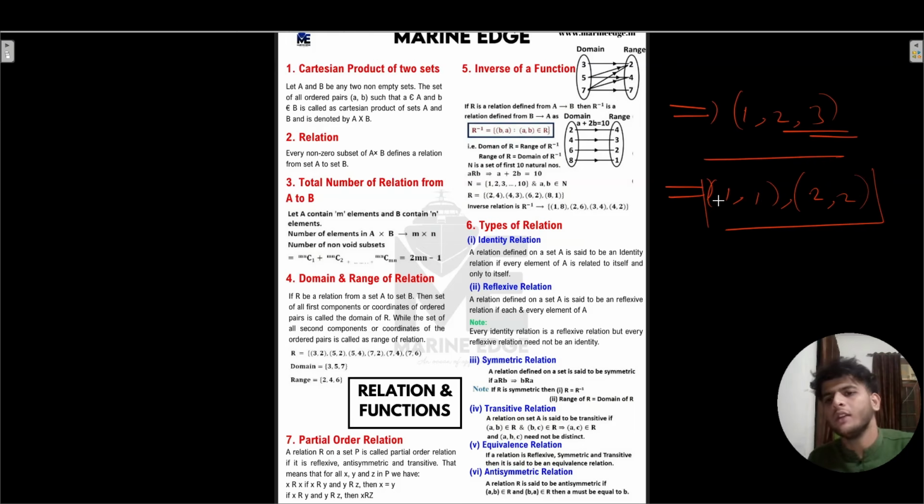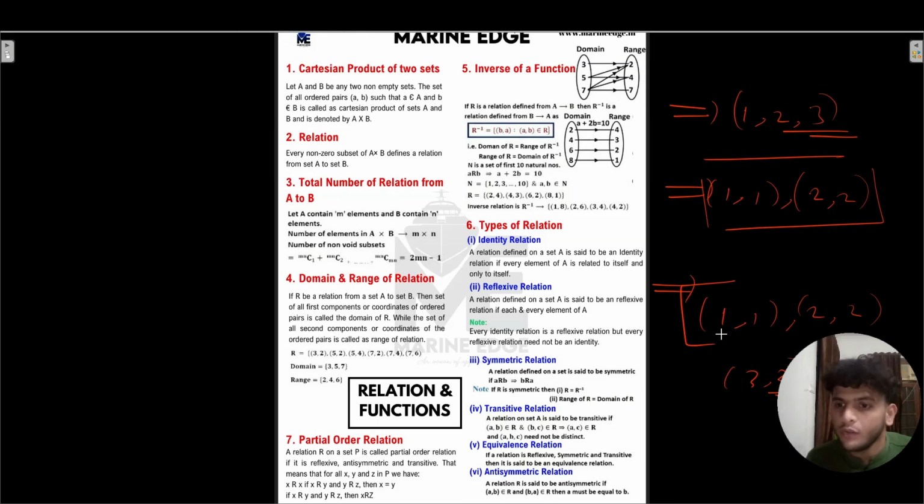But what if we have these identity relations for all three elements of this set? That is, it looks something like (1,1), (2,2), and (3,3). Okay, so what this helps us see is that now we have a set of relations: (1,1), (2,2), and (3,3). So what is this? This is a reflexive relation because we have an identity relation for each and every element of this given set: 1, 2, 3.